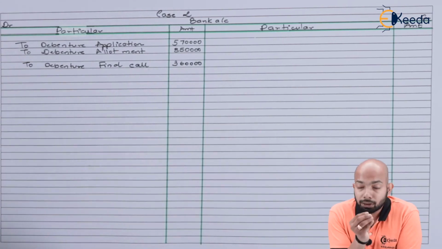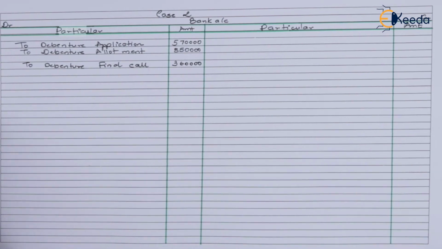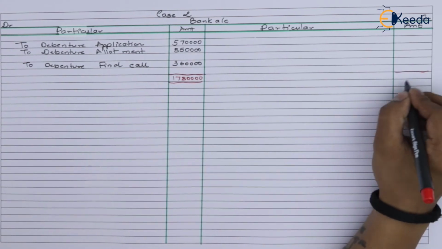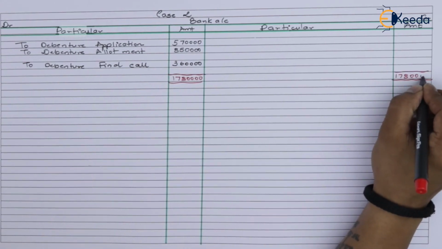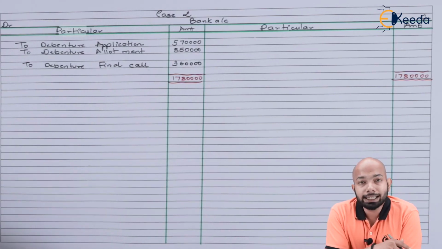So all the items that were related to bank account have been mentioned here. Now it's time to tally and figure out the balancing figure. So the balancing figure is on the credit side, which is 17,80,000.